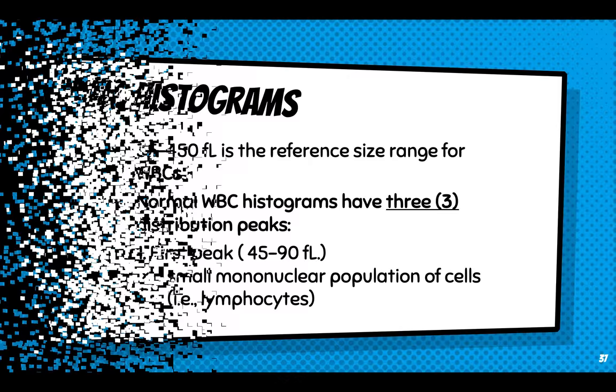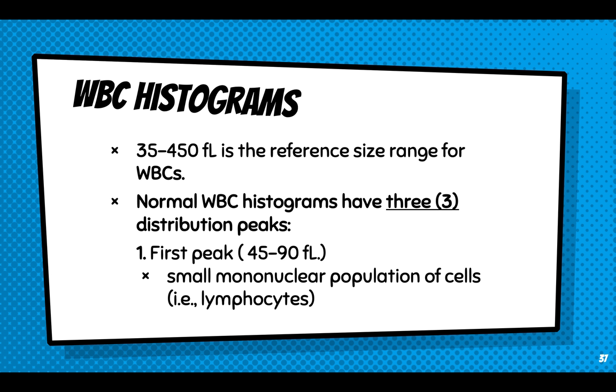Actually, we're about to finish now. We're on our WBC histograms. Your WBC histogram's sizes are very vast. We have from 35 to 450 femtoliter, which is the reference size range for your WBC. How can we now identify WBC?